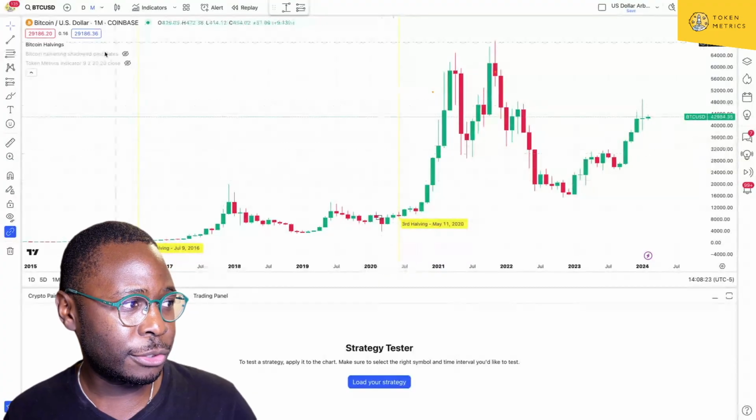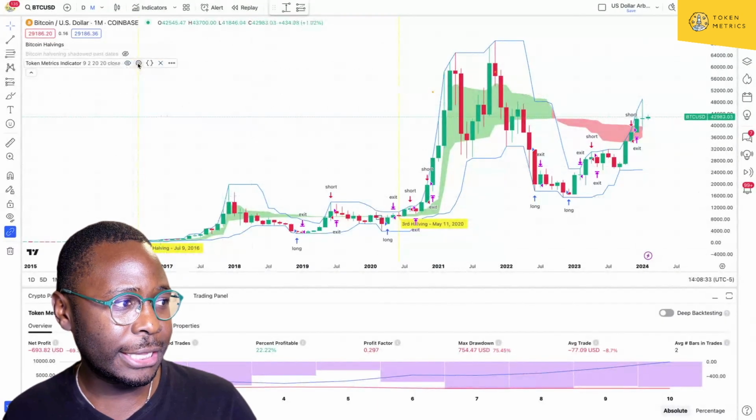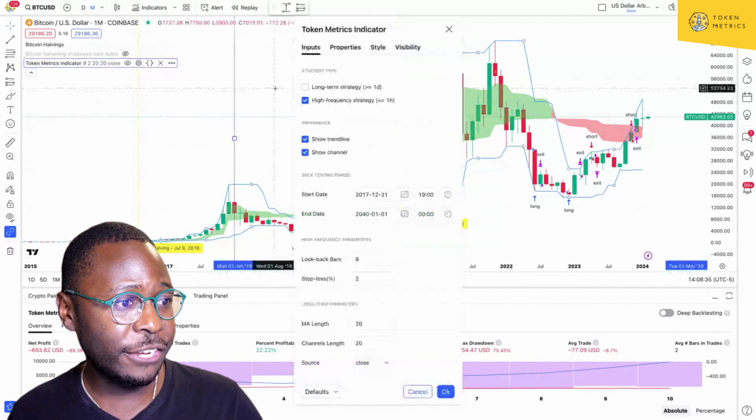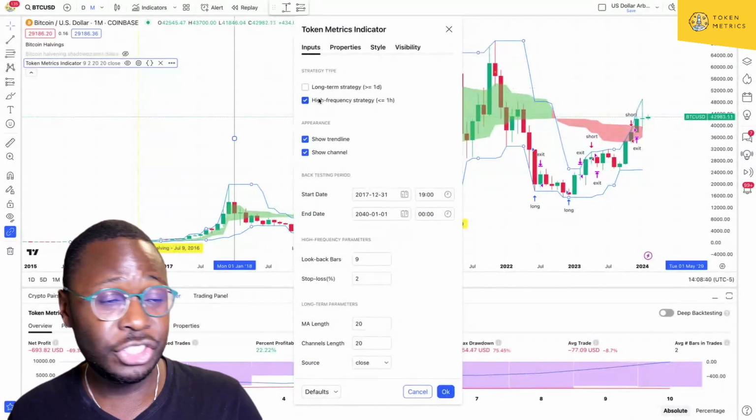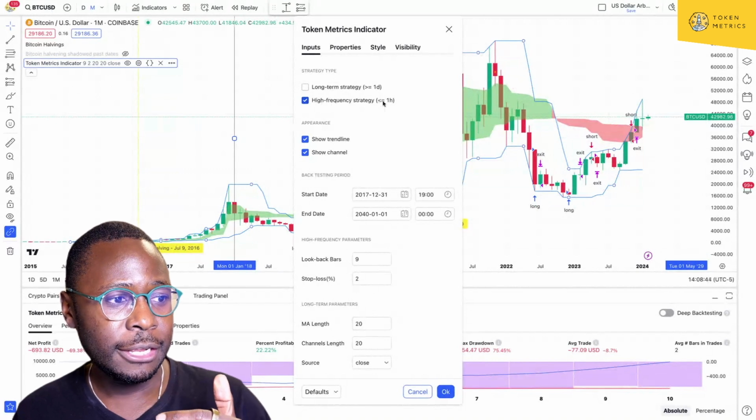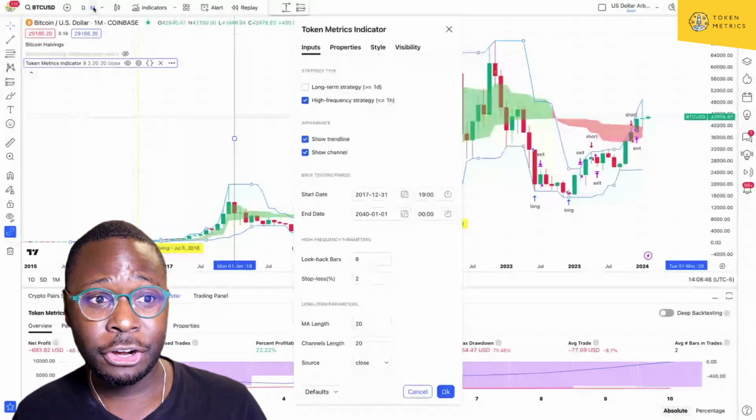So I'm going to turn on the Token Metrics TradingView indicator. Now we have all this. If you come here and click the gear icon, we can configure the settings on the indicator. Right now it's set up for day trading, or a time frequency of an hour or less. But the chart I'm looking at is a monthly chart. So this is not going to work.